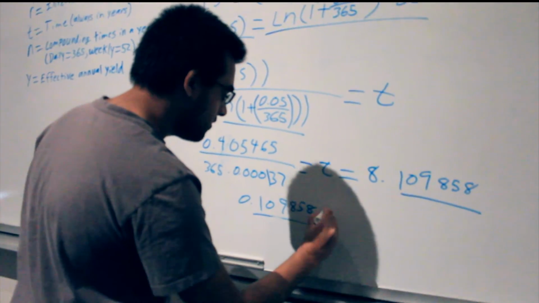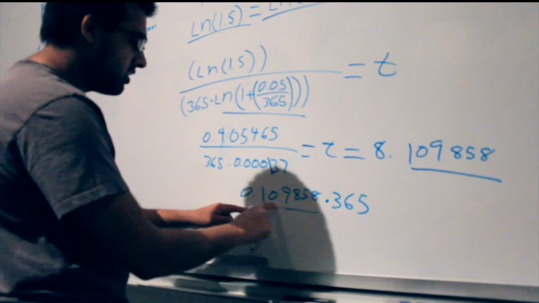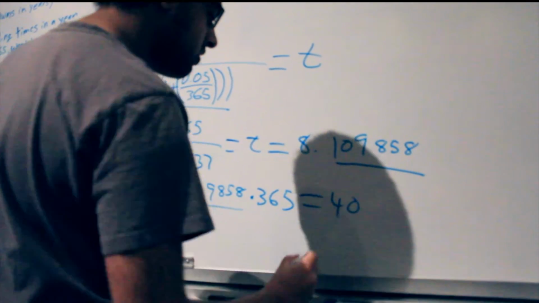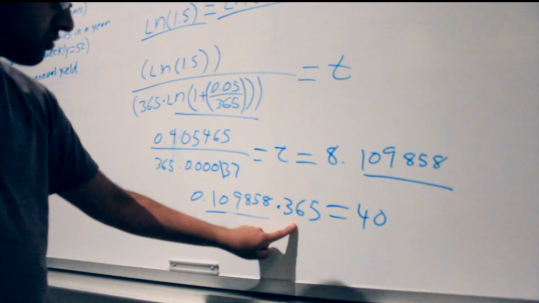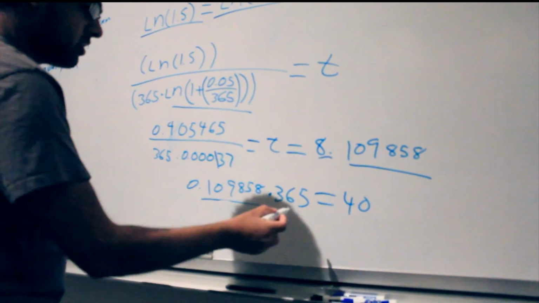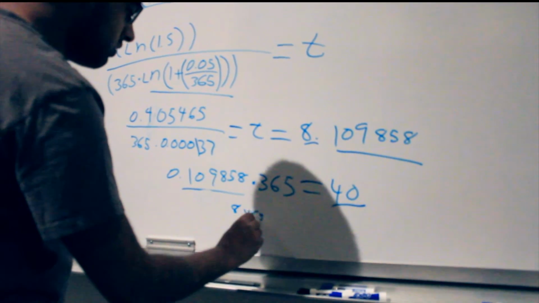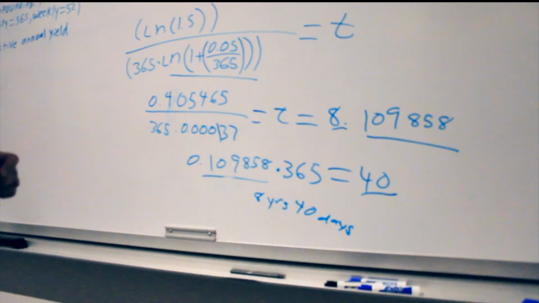365. So if you take this and you multiply it by 365, you should get about 40. And what'll happen is that this now represents days because you multiplied it by days. So the end answer is 8 years and 40 days. So 8 years, 40 days. And that's how you solve for t.